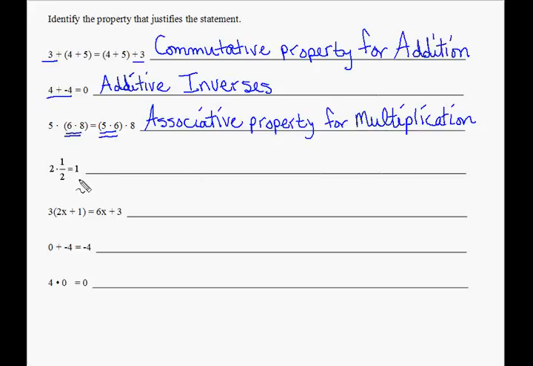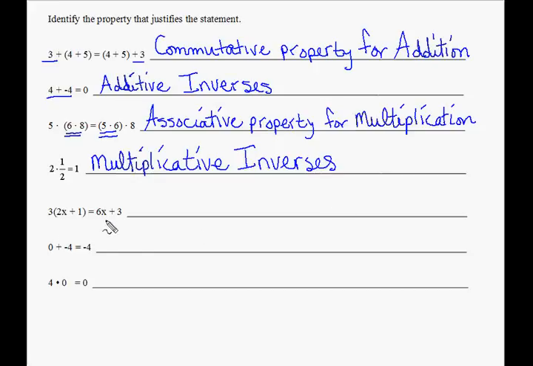In this example, 2 times 1/2 equals 1 is again the property that we use very often to solve an equation. When we're trying to get x alone, we multiply by the reciprocal, which we refer to as the multiplicative inverses. Since we're already indicating its multiplication, we don't have to state the property again.